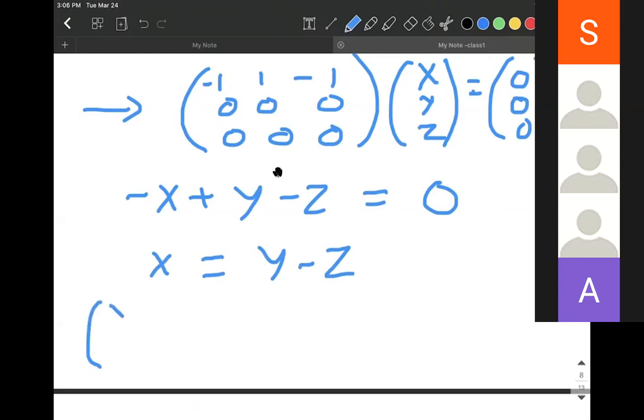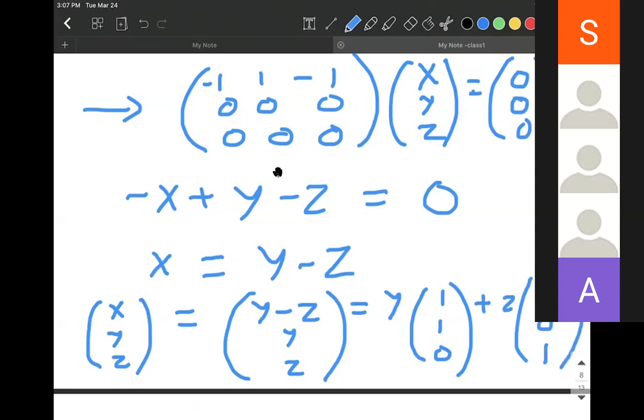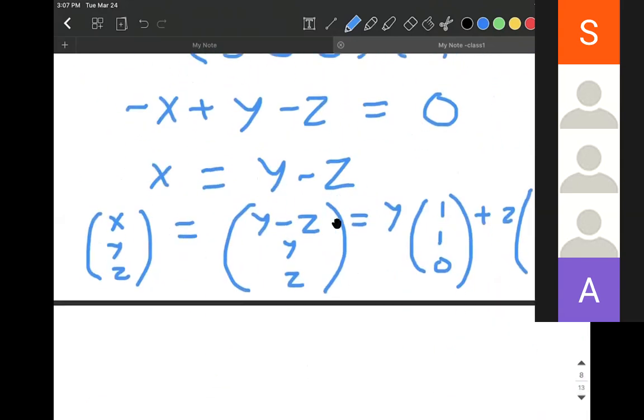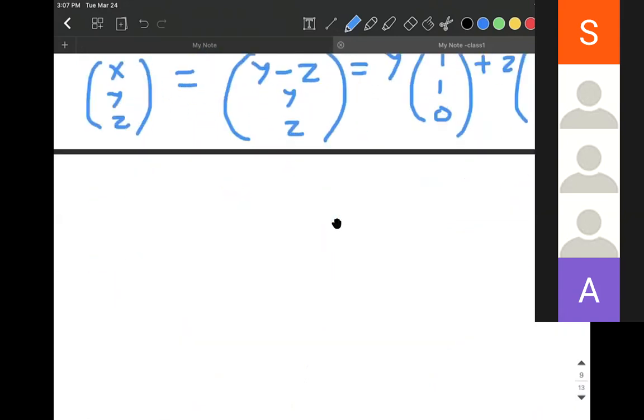Then what does a general solution look like? So x, y, z, you can replace x by y minus z, y and z. Okay, so this equals y times 1, 1, 0 plus z times minus 1, 0, and 1. Okay, so remember how we wrote down things as a linear span. So this is what we're doing.